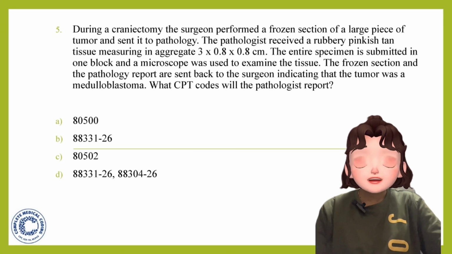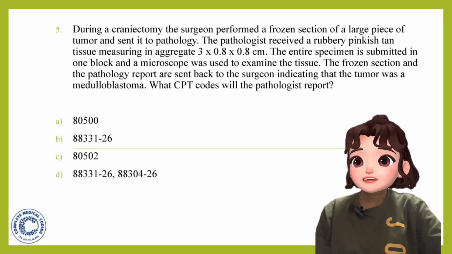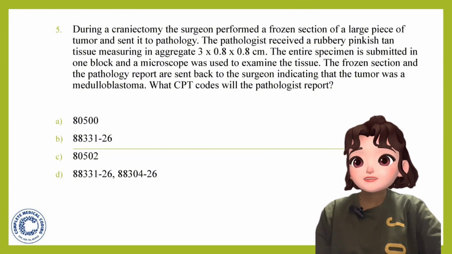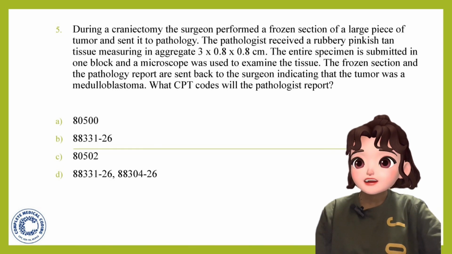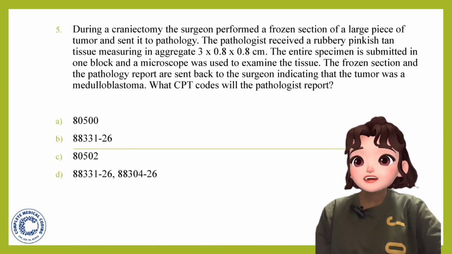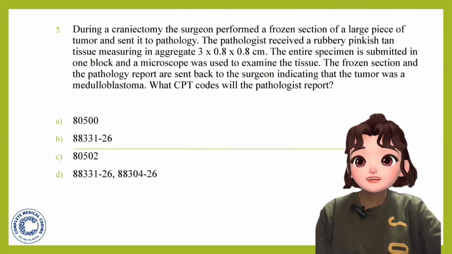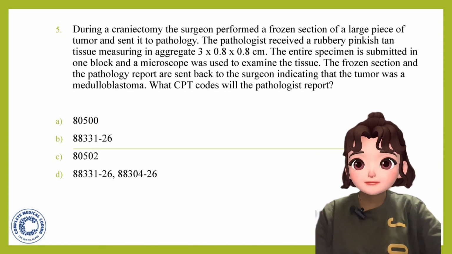Let's look into the fifth question. During a craniectomy, the surgeon performed a frozen section of a large piece of tumor and sent it to pathology. The pathologist received a rubbery pinkish tan tissue measuring in aggregate 3 x 0.8 x 0.8 centimeters. The entire specimen is submitted in one block and a microscope was used to examine the tissue. The frozen section and the pathology report are sent back to the surgeon, indicating that the tumor was a medulloblastoma. What CPT codes will the pathologist report?